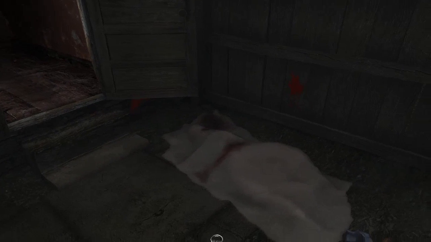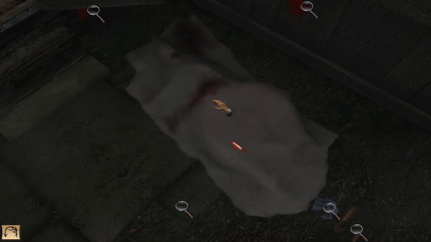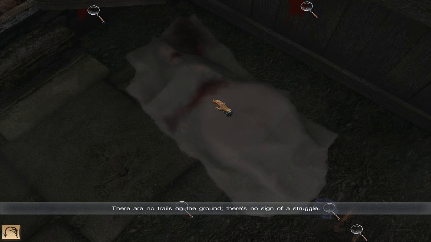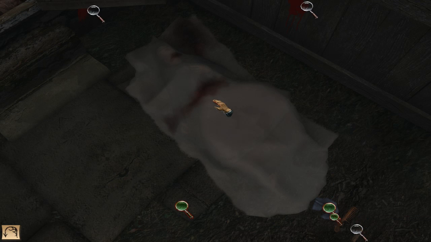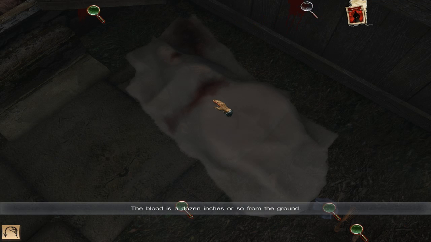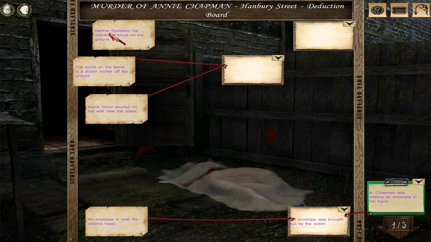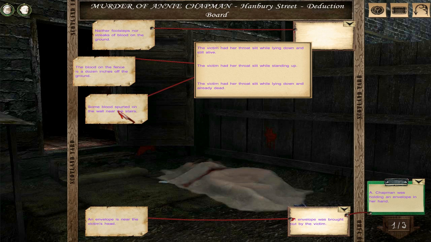I don't want to investigate the corpse just yet. There are no trails on the ground. There's no sign of a struggle. A piece of coarse muslin. 2 combs, curiously arranged. A piece of coarse muslin. Bloodstains on the wall. The blood is a dozen inches or so from the ground. Those are the writings on the wall. Alright, the blood on the fence is a dozen inches off the ground and some blots on the wall.